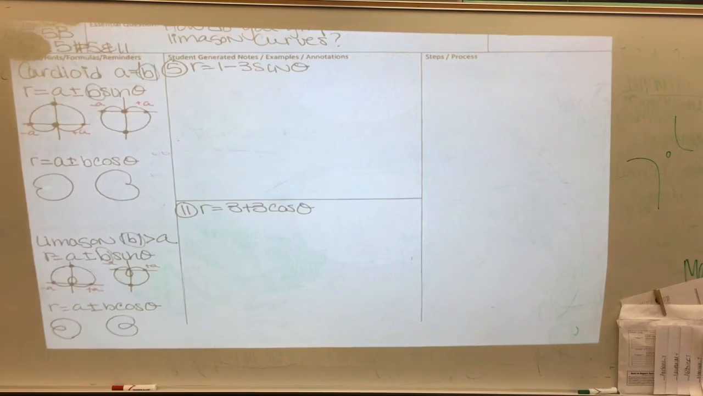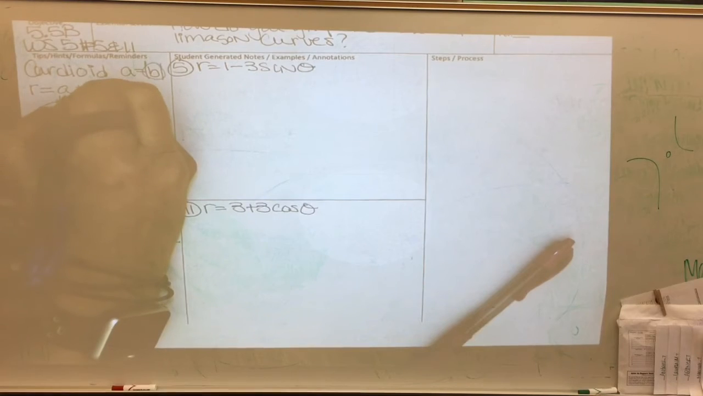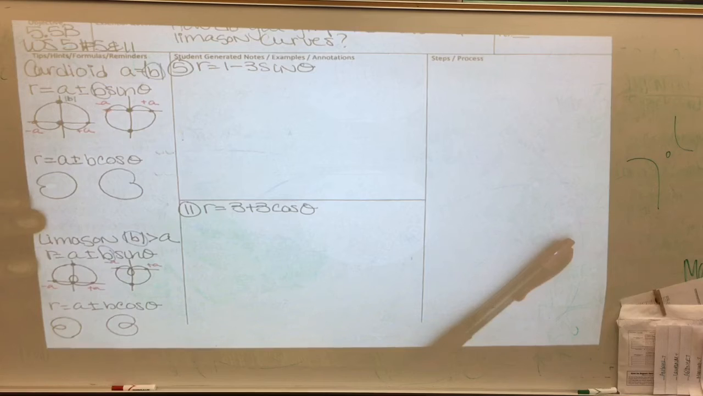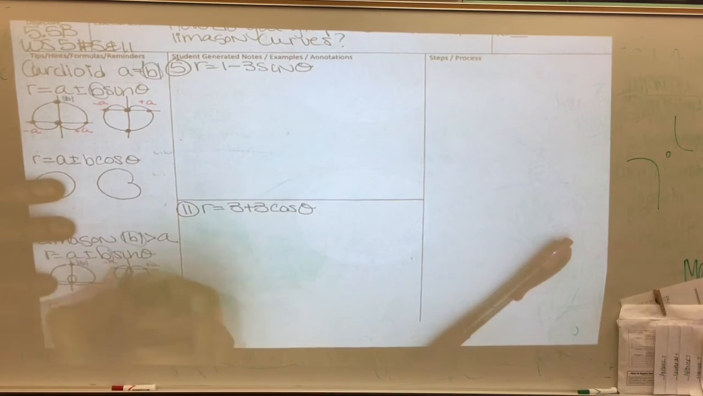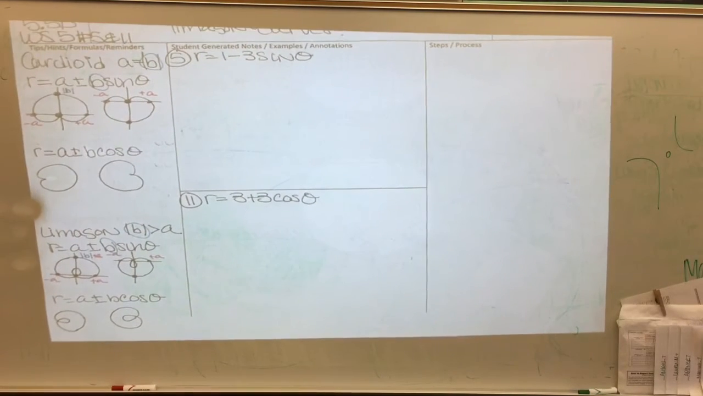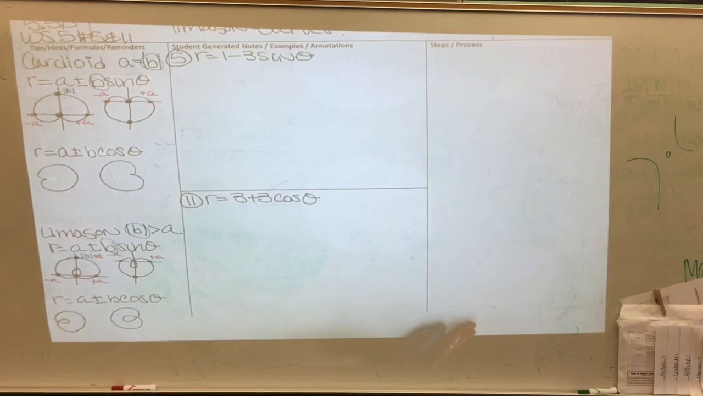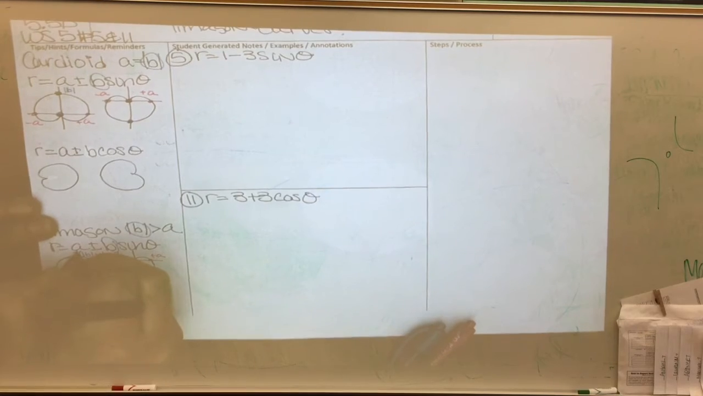Absolute value of b. And then what do I do with that? Times 2. Okay, but if I do that here, absolute value of b times 2 is not going to give me that value for my limaçon. It was what? A plus b, very good. Plus b. Okay. So the only difference here is if it's above the x-axis, this value is positive.